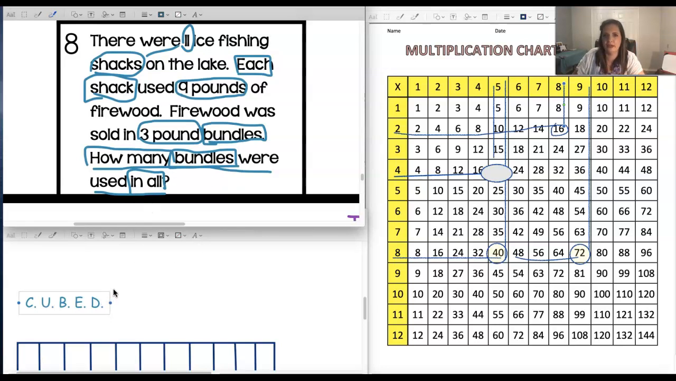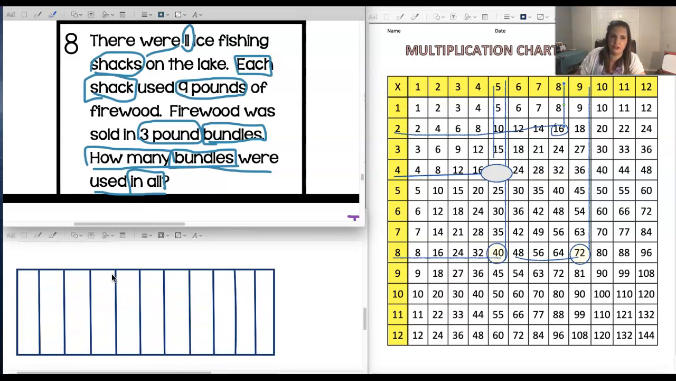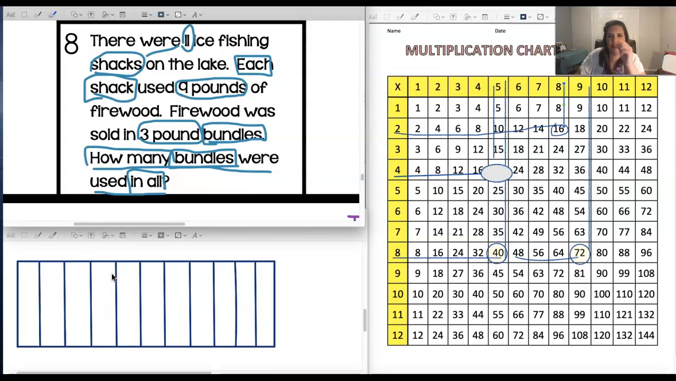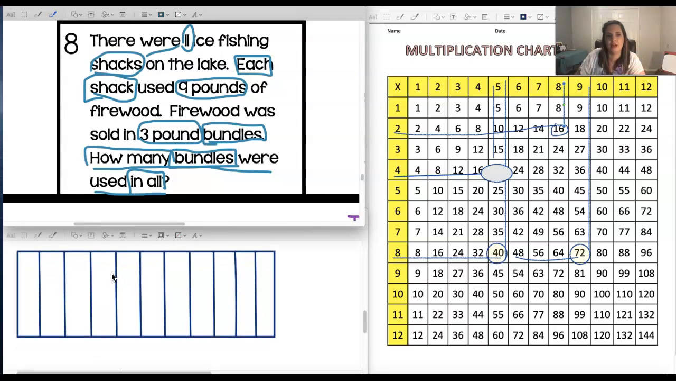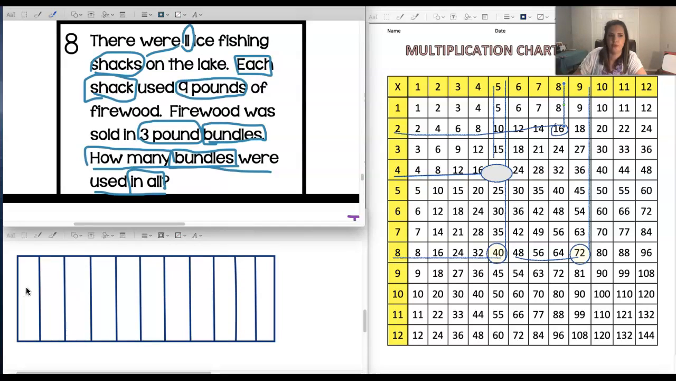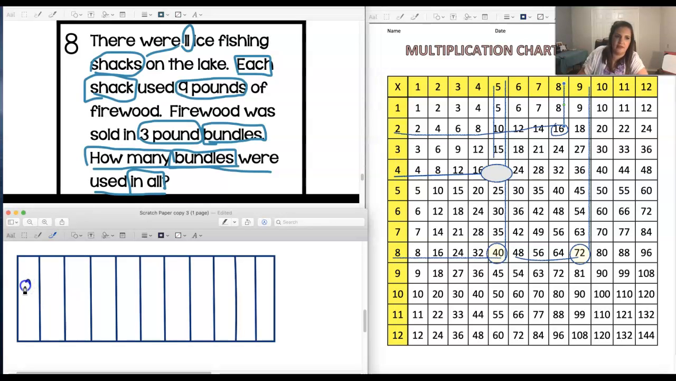So let's draw a picture, because that's so much information. Here's a tape diagram and I have 11 shacks. 1, 2, 3, 4, 5, 6, 7, 8, 9, 10, 11. And each shack used 9 pounds of firewood. So each of these is going to have 9 pounds of firewood.